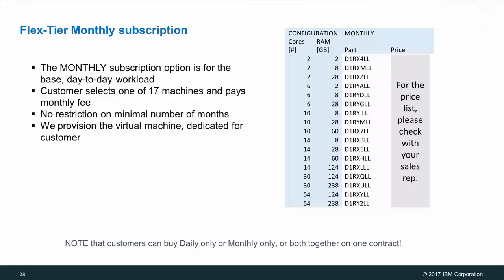Here's the monthly type subscription of the Flex Tier. It is designed for base workloads for everyday use. You can select from a variety of machine configurations with respect to number of CPU cores and RAM or memory. We provision the service for you based on a virtual SoftLayer machine. There's no restriction in the number of months you can subscribe to this offer. The table on the right-hand side gives you an overview of the available machine configurations and the base list price. Note that this price is the base definition price point. The actual price, especially in your country, will be a little bit different.